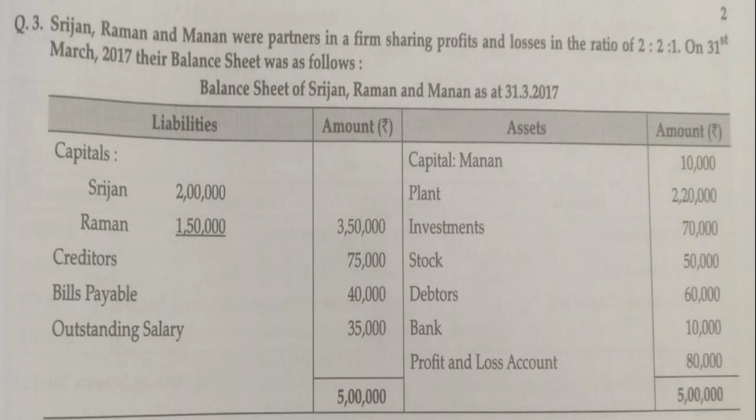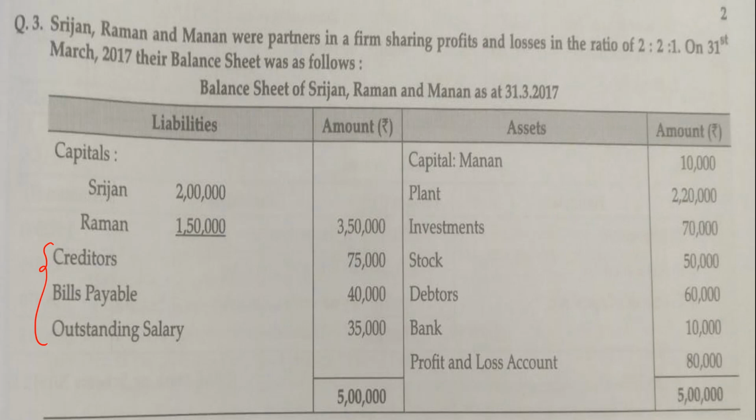You see on the liability side, capital account of Srijan and Raman is given. Creditors, bills payable, outstanding salary. These 3 are the amount of outside liabilities. And there is capital of Manan. One of the partners has a debit balance, so this would appear on the capital account on the debit side, whereas these 2 amounts would appear on the credit side of capital account.